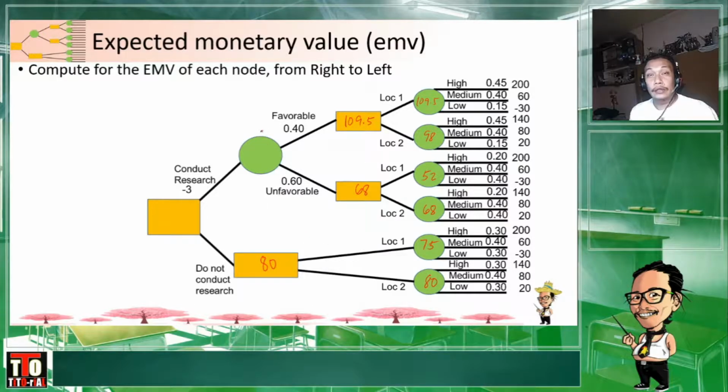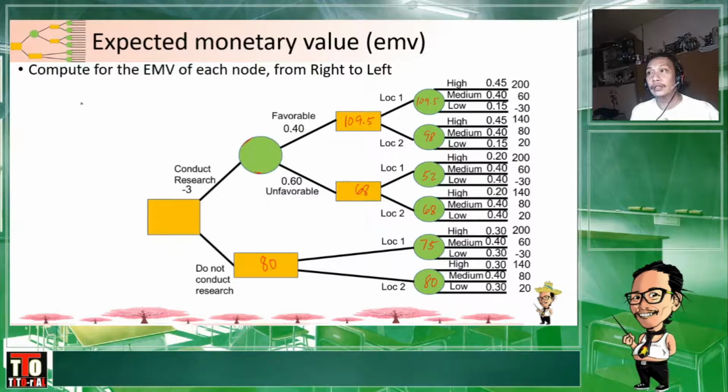Meron na naman tayong state of nature node. Okay? On this part. Okay? Itong circle na yan. Okay? We will now have to compute yung EMV natin, whether favorable ba or unfavorable si market. So, pagsasamahin natin at para makuha natin yung EMV niya.